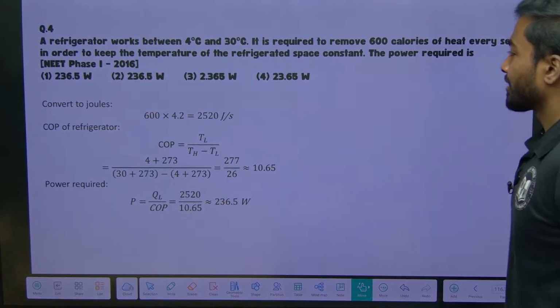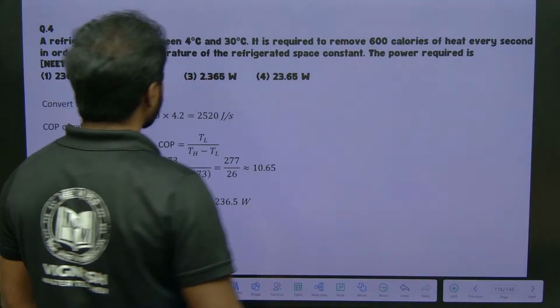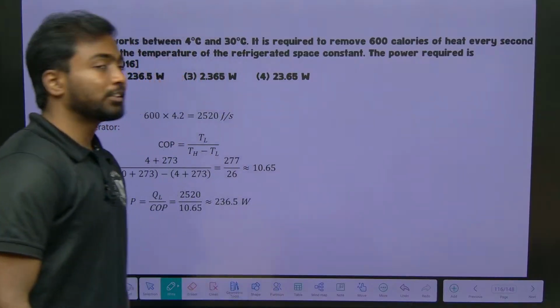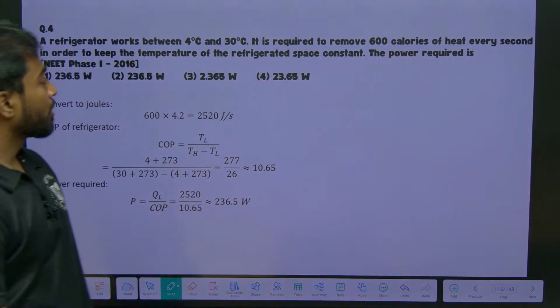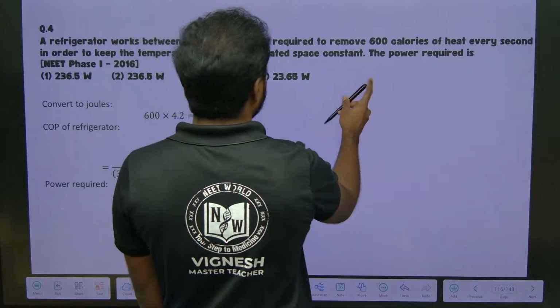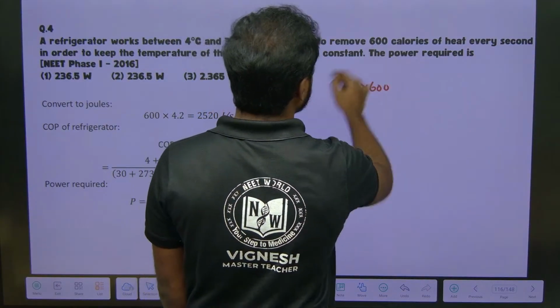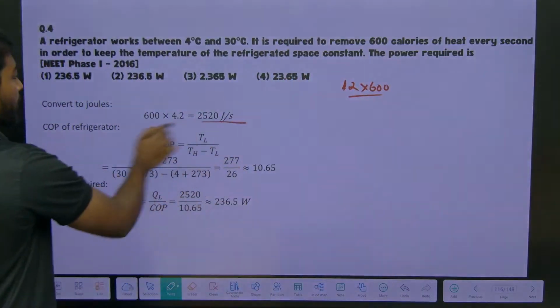Now, the first thing we need to do is convert the given calories into joules. So, multiplying by 4.2, 4.2 times 600, I'll get 2520 joules per second.